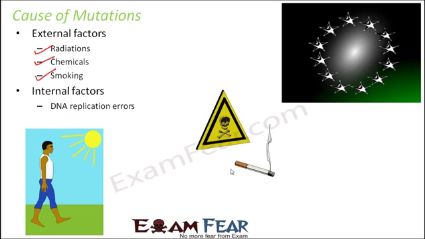For example, DNA replication errors. During the process of cell division, we saw that the DNA replicates itself to form the sister chromatids, right? Now, no process is 100% error-free. So even when the DNA duplicates, the replication of DNA might involve errors. Maybe the DNA gets copied in a wrong way. Maybe in one particular sequence of bases, instead of A, it became G.